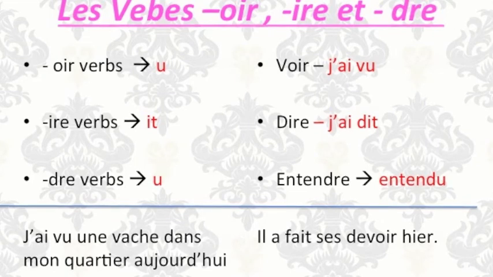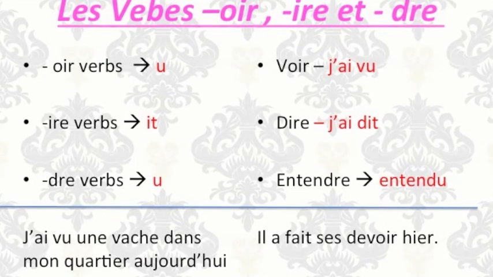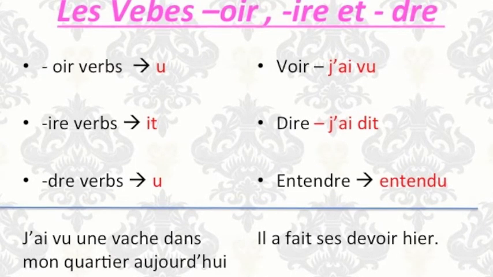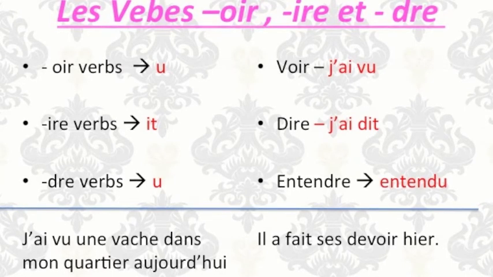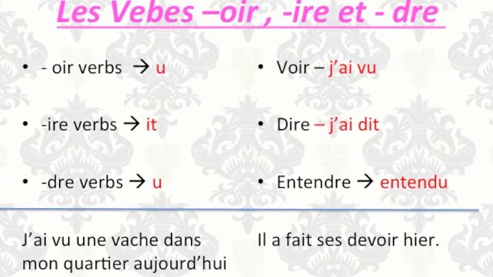And some sentences as an example. J'ai vu une vache dans mon quartier aujourd'hui. Il a fait ses devoirs hier.